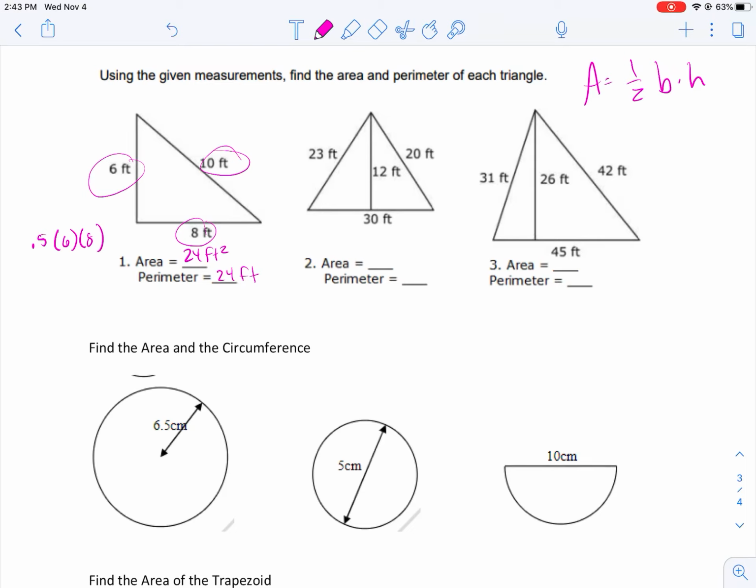Let's keep going. So for this one, in order to find the area, I'm going to go 0.5 times base times height. So 30 times 12 times 0.5, and I get 180 feet squared. To find the perimeter, I add these three numbers up. So 23 plus 20 plus 30 is equal to 73 feet.